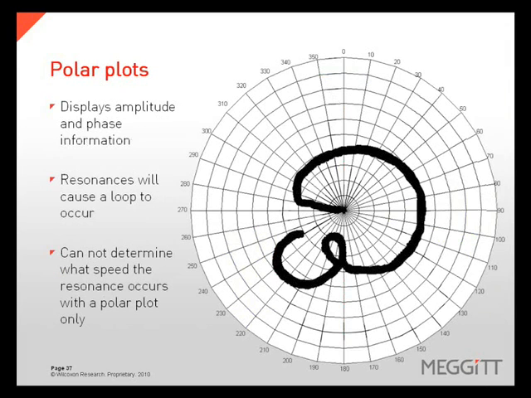Polar plots are a graphical representation of amplitude and phase. When a resonance occurs, it will cause a loop in the data. Polar plots cannot determine at what speed the resonance occurs.